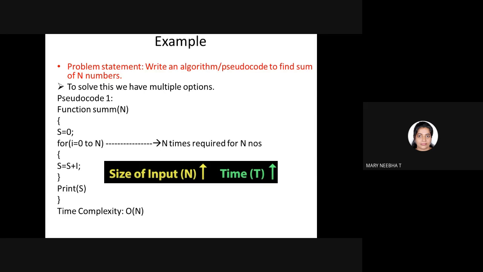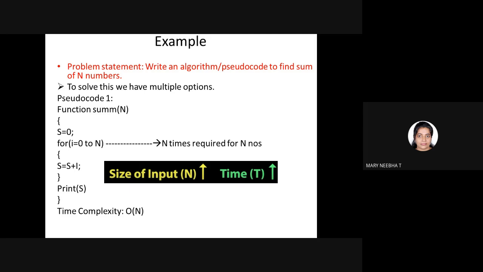So here we take the problem statement: write an algorithm or pseudocode to find the sum of n numbers. Okay, so we can solve this using multiple options. We can follow different logic. So this is one method. This is one pseudocode, which is nothing but an algorithm. We are not following any syntax or any particular programming language, we are just writing it.